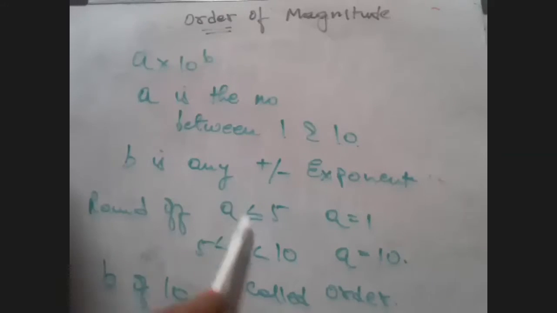If a is less than or equal to 5, then round it off to 1. If a is between 5 and 10, you will round it off to 10. Okay, you will round it off to 10.